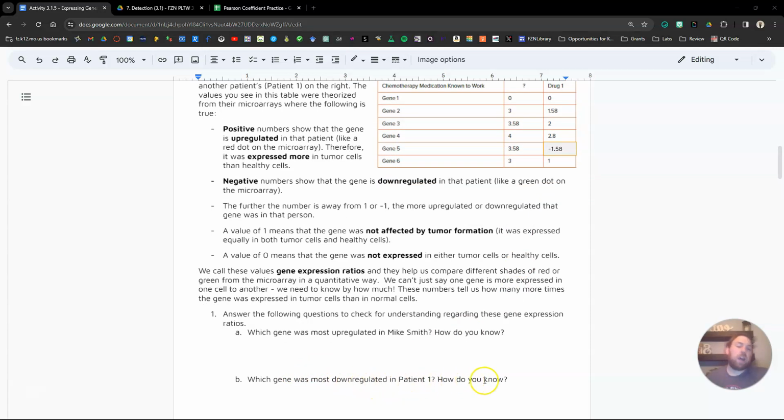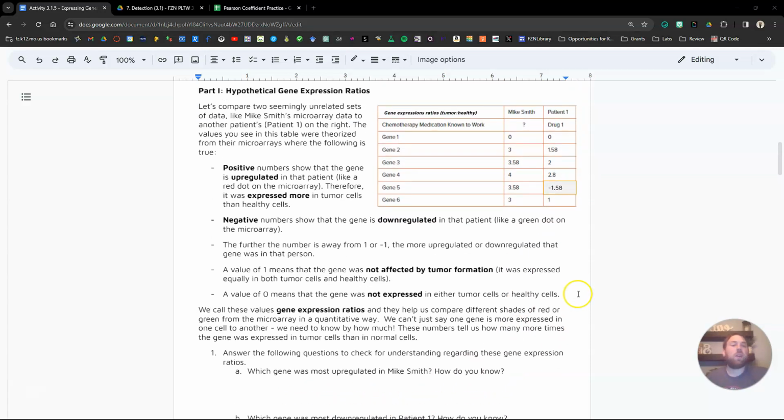Which gene was most downregulated in patient 1? Well, that should be simple for us to find. We find the negative number there, and that would be gene number 5. Gene 5 is downregulated while every other gene except for gene 1 and gene 6 are upregulated. So this tells me that this gene was turned off in patient number 1, even though normal cells have it turned on.